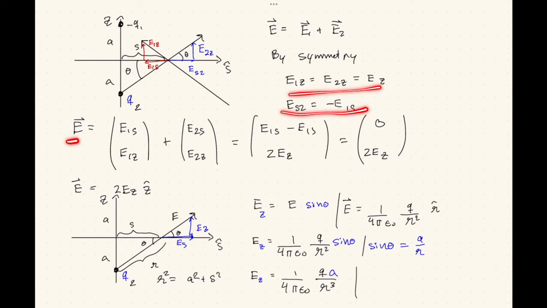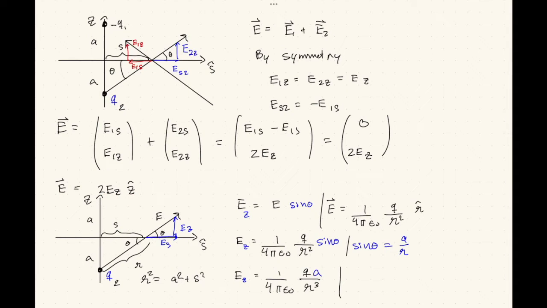And after adding up our fields in the s and z components, we're left with 2Ez. So in a more proper notation, E is 2Ez in the z hat direction. I've written the different parts in blue, and we note that Ez is now sine theta times E, where E is simply, again, the electric field due to a point charge.